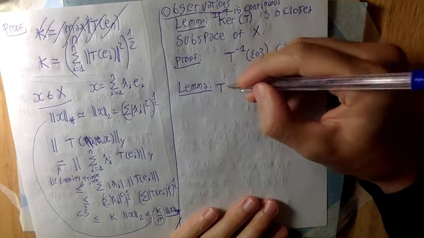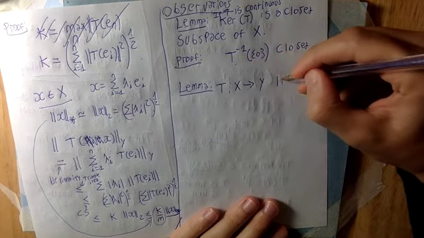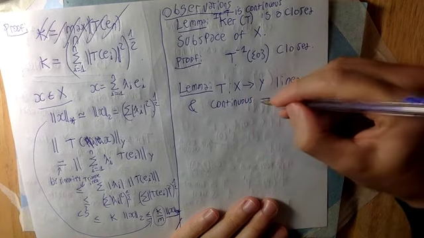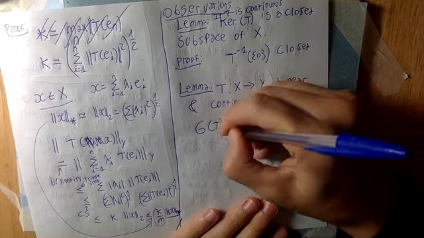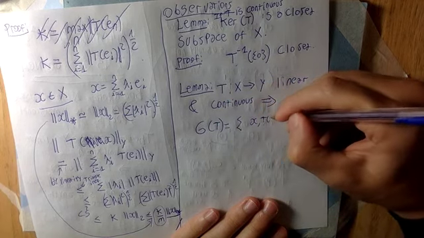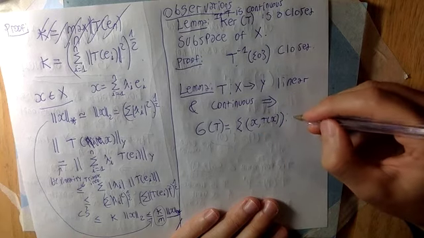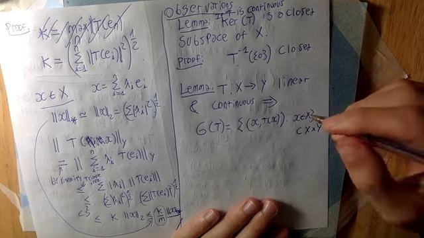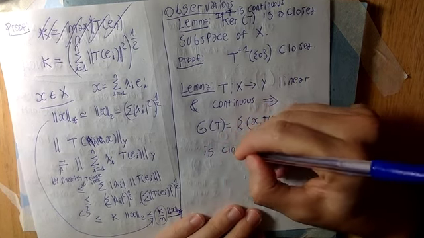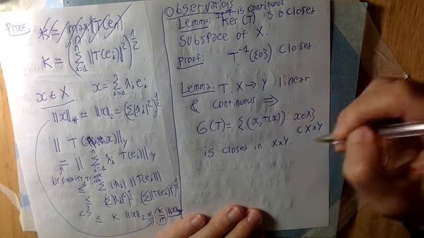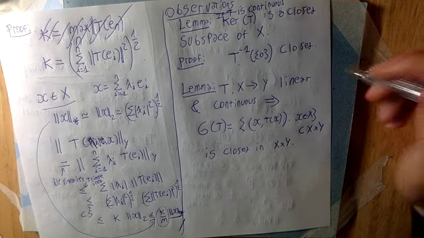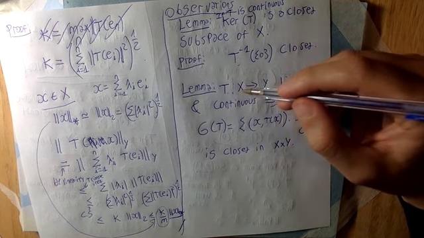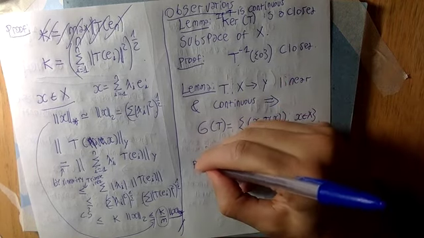So T going from X to Y, linear and continuous, then let's call it G of T, which is equal to the set of pairs (x, Tx) such that x is in X, which is contained in the product X cross Y, is closed in X cross Y. I'm not going to prove this now, but the idea is that this just follows from the continuity of T. So maybe let's sketch this proof a bit.